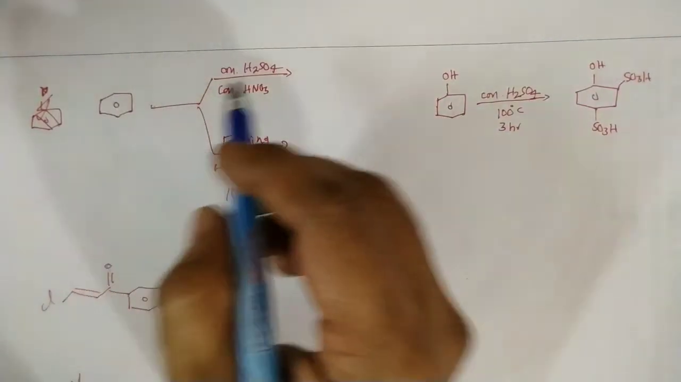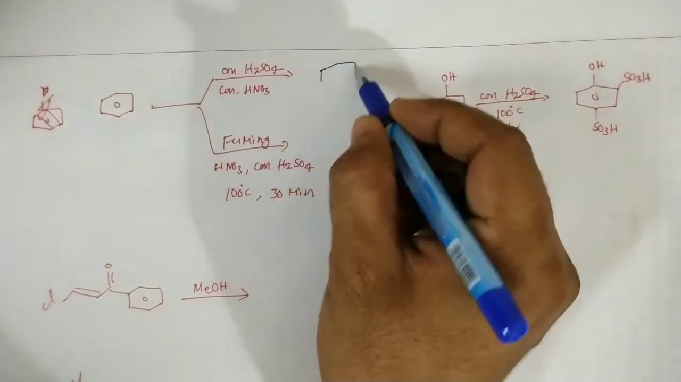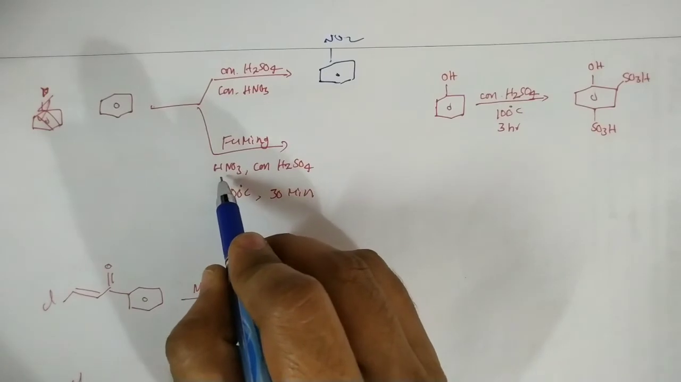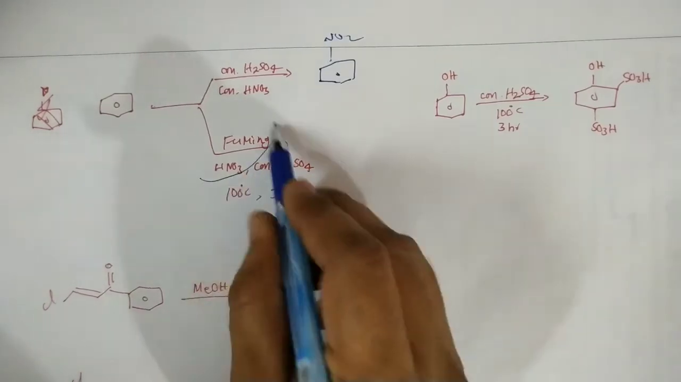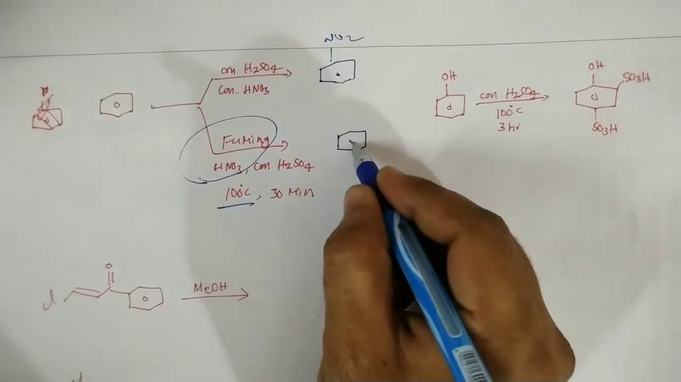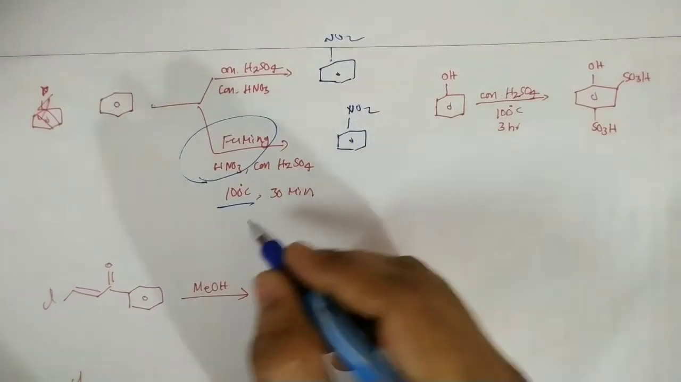And next some more reactions. So when benzene reacts with H2SO4 and HNO3 you will get nitrobenzene. But here, when using concentrated H2SO4 and fuming HNO3 at 100 degrees centigrade, you will get the dinitro product. Actually, the first step is mononitration.